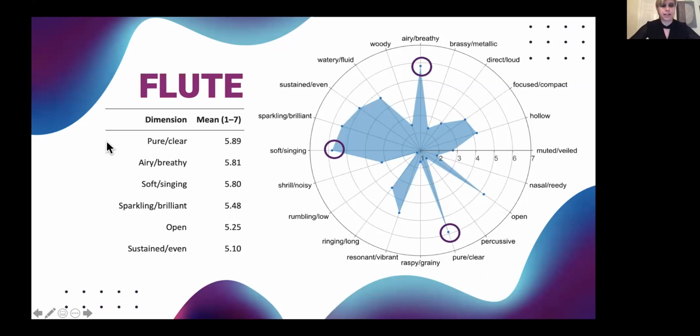And indeed, on the left side, I've shown the top 6 descriptors. I have these top 6 listed as snapshot profiles of the instrument. And so pure, clear, airy, breathy, and soft singing were among the top. And you can see them kind of popping out in the radar plot there.